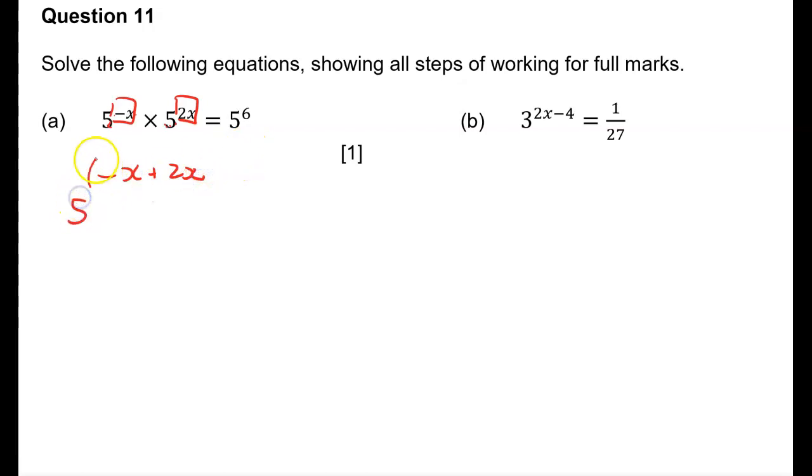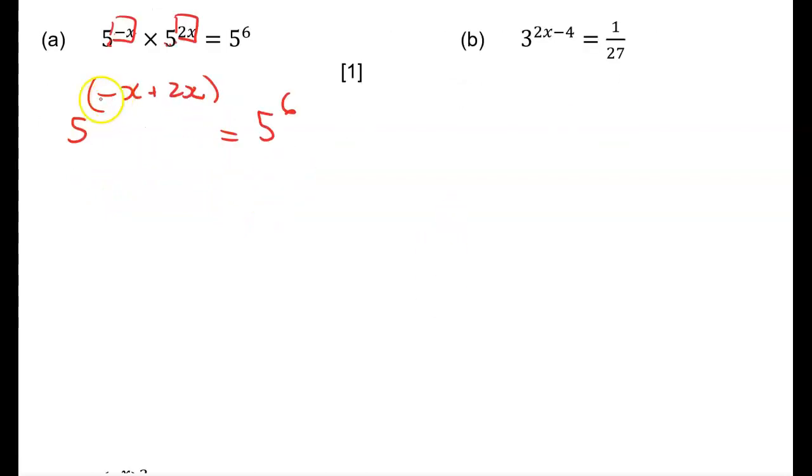I guess we could write that as 5 to that power equals 5 to the power of 6. Not essential, that line. But then, because the bases are the same, negative x plus 2x, which is just x, equals 6. And we're done.